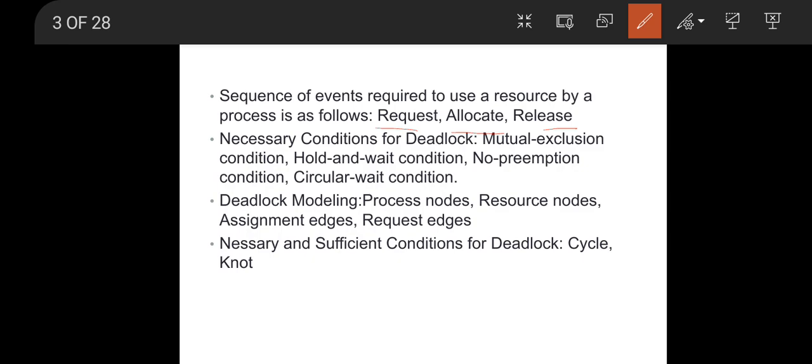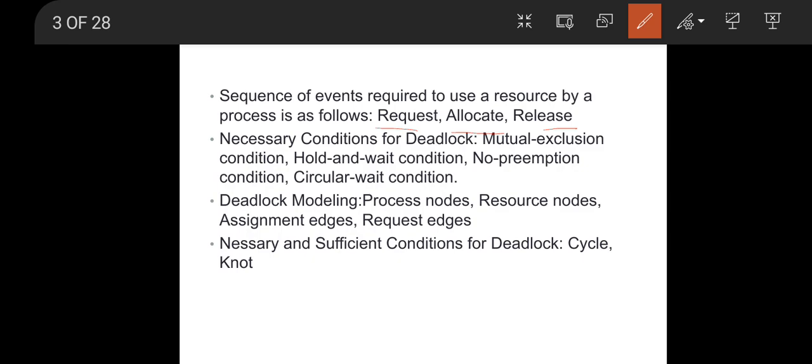Now suppose you have a system and you want to figure out whether deadlock has occurred in the system or not. In that case, you need to do deadlock modeling. That means you need to represent the condition of the system, that is the condition of processes and the resources of the system, in some form wherein we can apply an algorithm and see whether the system is currently in a deadlock condition or not. For that, the process and the resource are represented by using nodes.